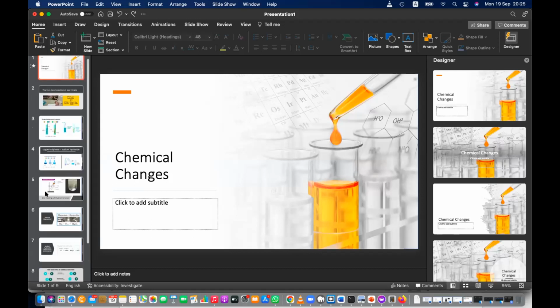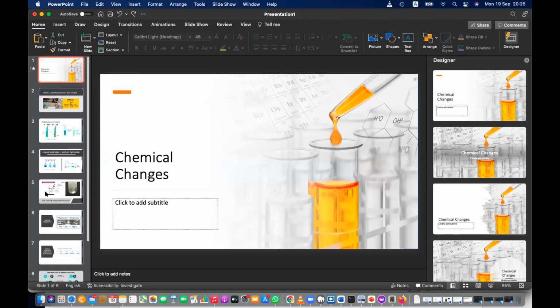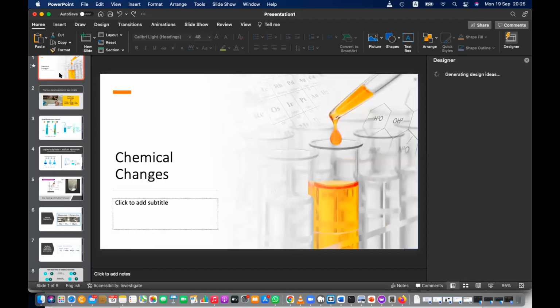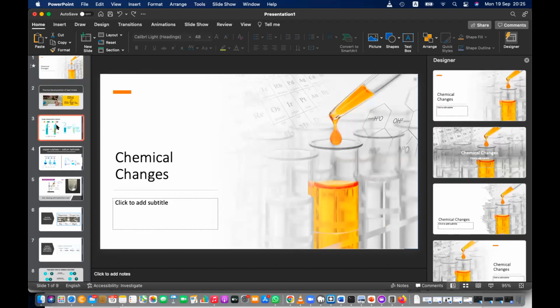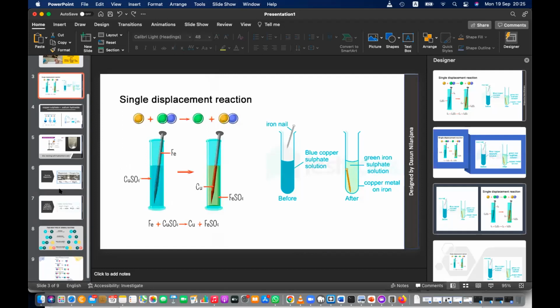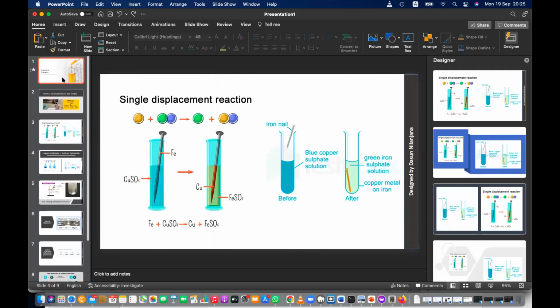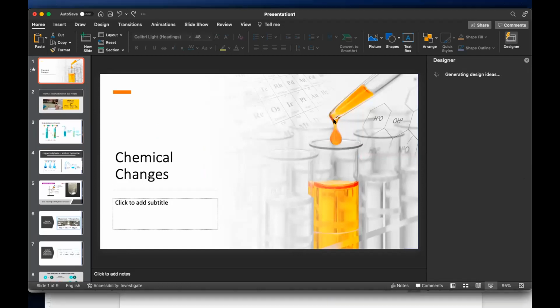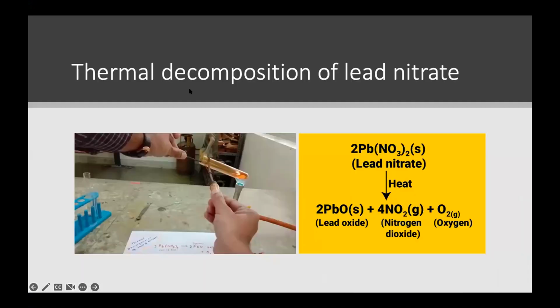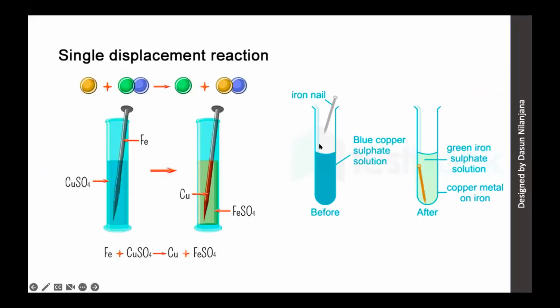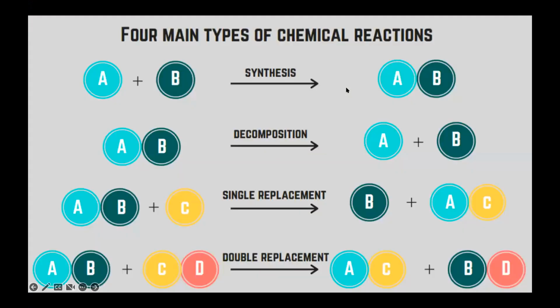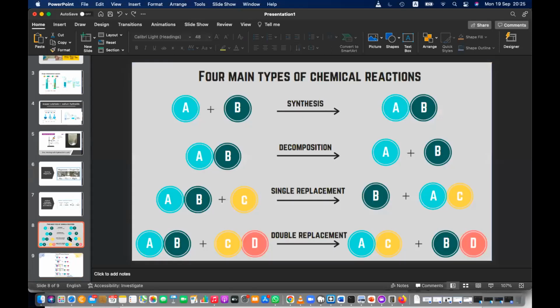Okay, this is a slideshow I have prepared for grade 8 science, regarding chemical reactions. I just want to display, there are 9 slides you can see here. If I go to the slideshow view, chemical changes, you can see there are 9 slides in this slideshow. I just want to hide this slide.